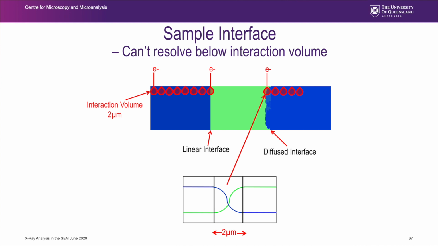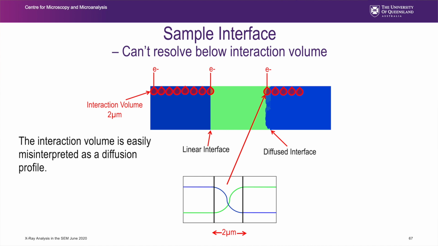But consider the interface on the left. That is a crystallographically perfect interface. It's atomically perfect. Nonetheless, because the interaction volume is of the order of a micron or 2, the interaction volume slowly approaches the interface, crosses it, and then slowly fades away from the interface. It is easily misinterpreted as a diffusion profile. There's actually no diffusion there.